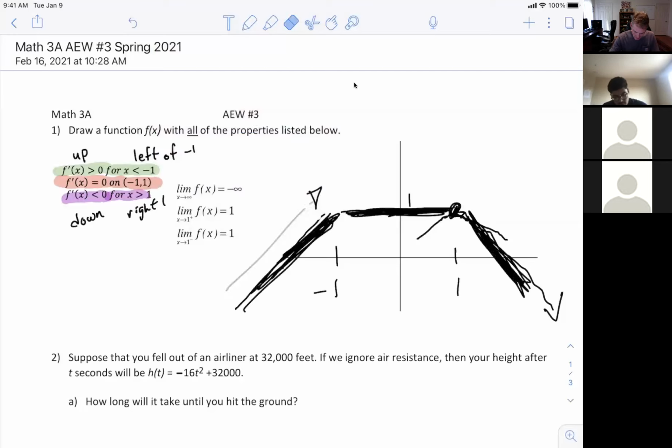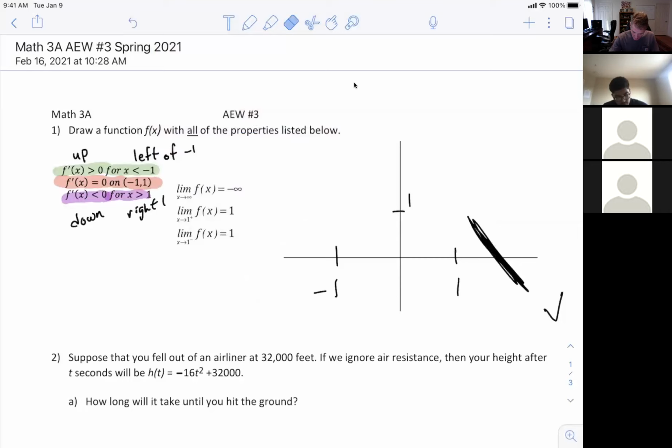And then I erase all that and try to make a nice, neat version. So in between, it was a horizontal line, and then this side has to go down, and this side has to go down. And that basically covers all of the parts. Does anybody have questions on number 1?